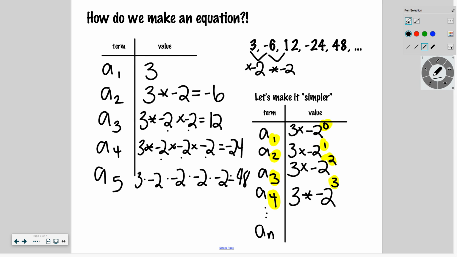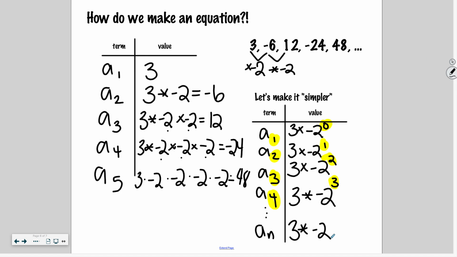Otherwise, in all of the equations, the 3 times negative 2 there is consistent. It's the same for all of them. To get from 4 to 3, minus 1. Let's see if that pattern sticks. 3 to 2, minus 1, 2 to 1, minus 1, 1 to 0, minus 1. So you take the number of the term, so in this case it's n, and subtract 1 to figure out what your power is. So that would be the formula in this case.